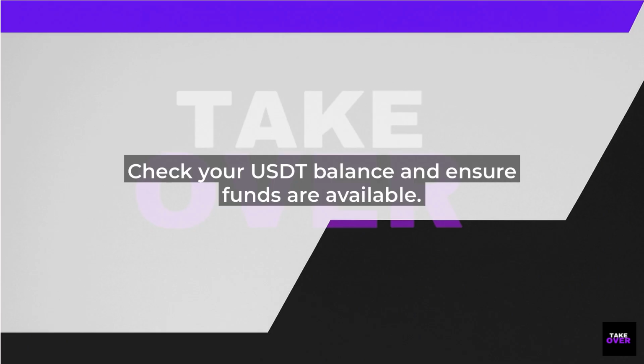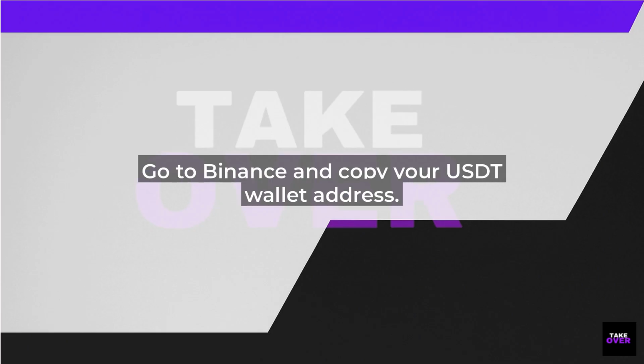Next, open your Binance app or website and navigate to your wallet. Find the USDT section, then copy your Binance deposit address. This is crucial. Double-check that it's for the USDT network, like Tron or ERC20, to avoid any mix-ups.